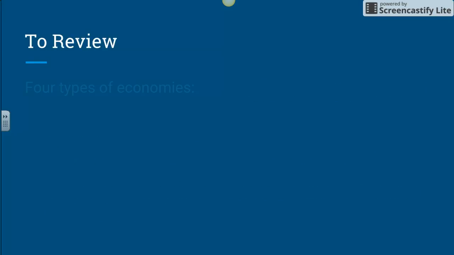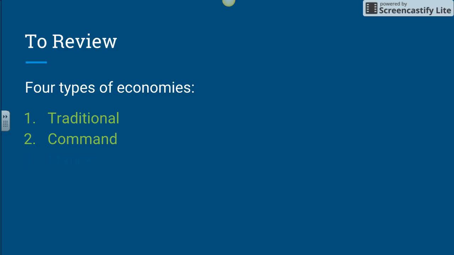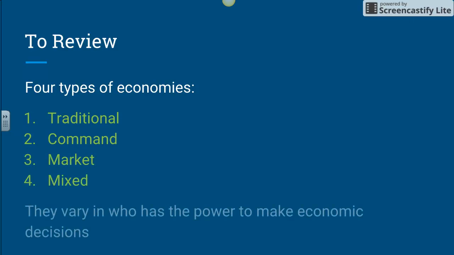So, to review, there are four types of economies: traditional, command, market, and mixed. And in each economy, they vary in who has the power to make the economic decisions.